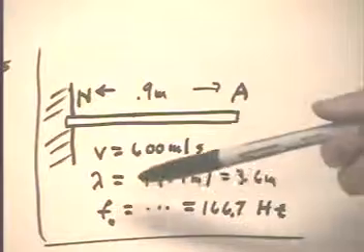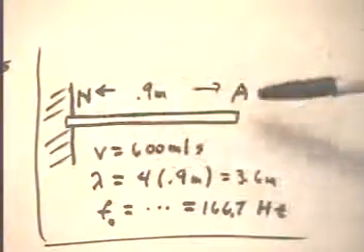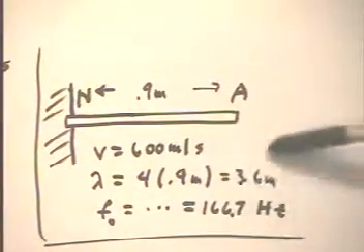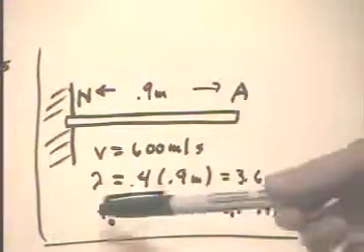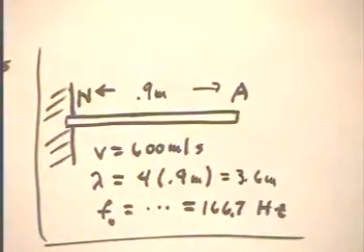The wavelength will be then 4 times the length, because it's 4 times the node-antinode distance, or 3.6 meters. And from that we can calculate the fundamental frequency, which will be about 166.7 hertz.